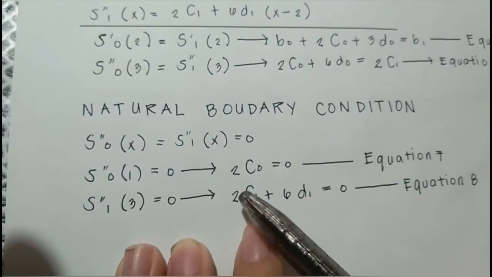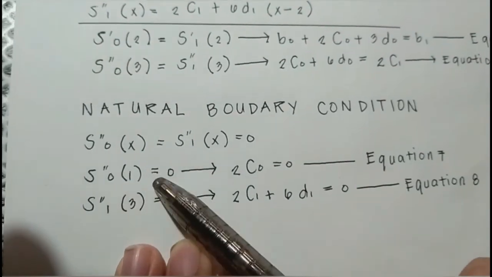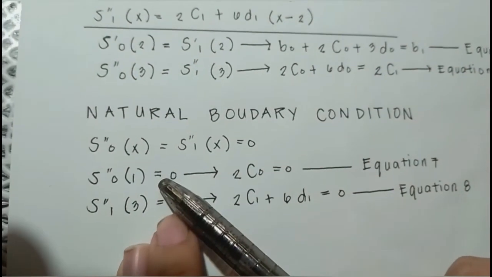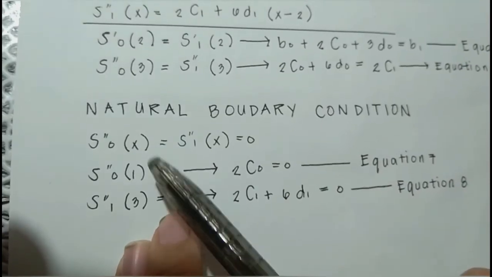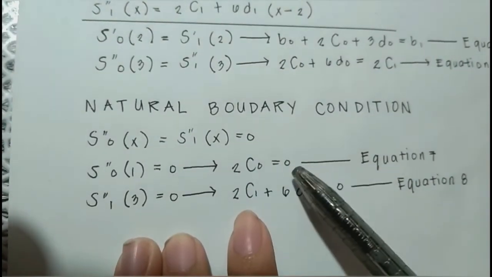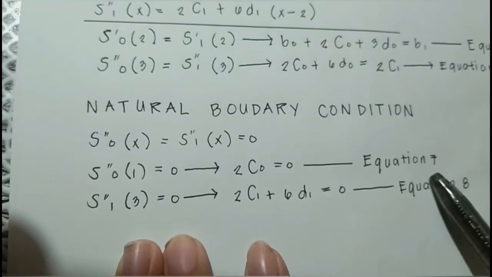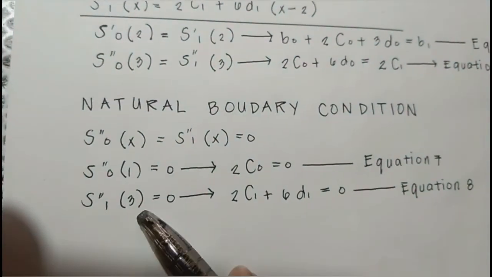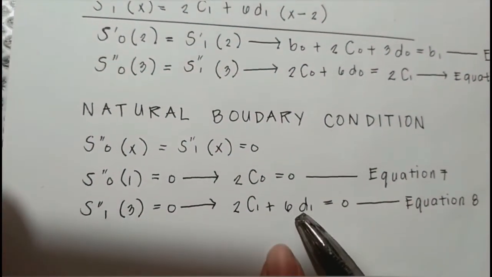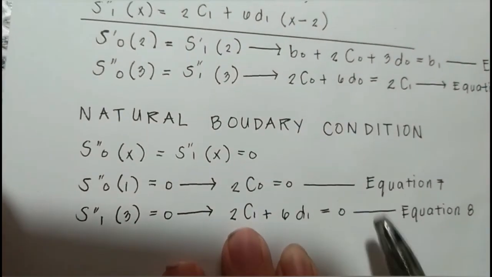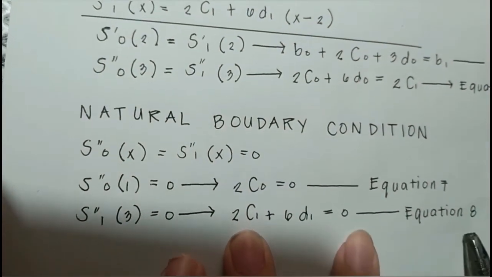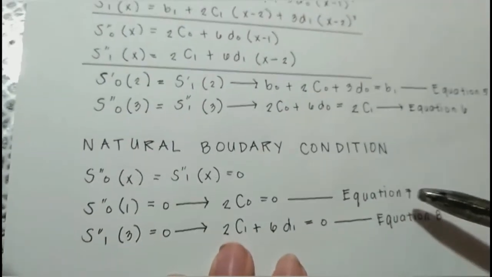So if we substitute 1, we get 2c node is equal to 0, which is our equation 7. And if we substitute 3, we get 2c1 plus 6d1 is equal to 0, which makes it our equation 8. So we already have completed the 8 equations.